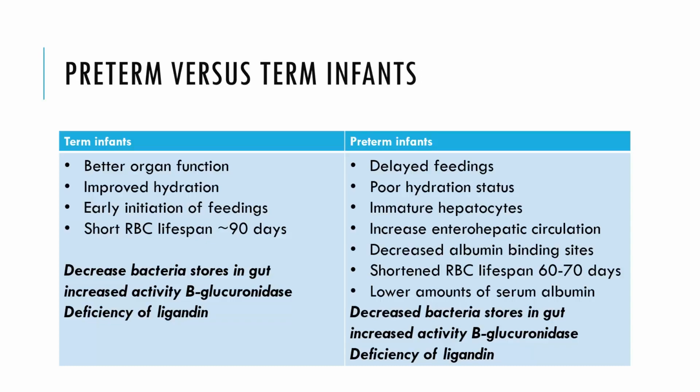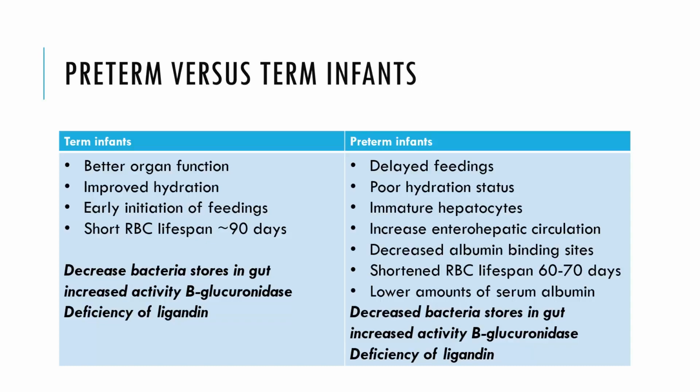Decreased albumin sites, and this can be just because they're little. They've just got decreased albumin levels. Shortened red blood cell lifespan, which is what we talked about already. And then a lower amount of serum albumin. That's a duplication. I knew I was going to find mistakes in this PowerPoint, even though I've looked at it a million times, so I apologize for the errors.